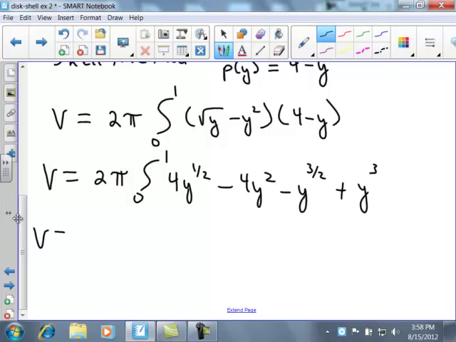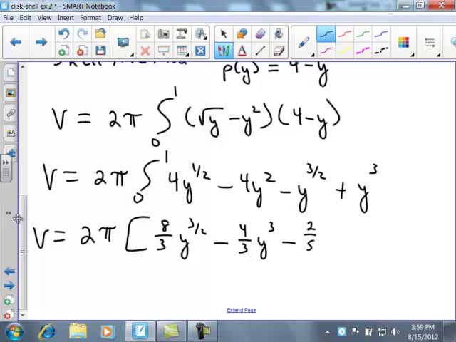So now I just need to integrate each one of those pieces. So this is going to be 2 pi times, integrate y to the 1/2, and you get 2/3 y to the 3/2. You have a 4 there, so that's going to be 8/3 y to the 3/2. Minus, integrate y squared, and you get 1/3 y to the 3rd. You got a 4 there, so that's going to become 4/3 y to the 3rd. Minus, integrate y to the 3/2. That's going to be 2/5 y to the 5/2. And integrate y to the 3rd, and that's going to be 1/4 y to the 4th. All that evaluated from 0 to 1.